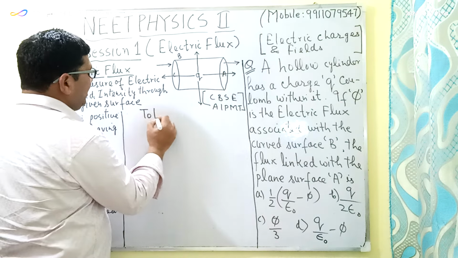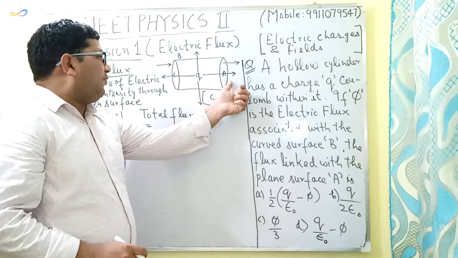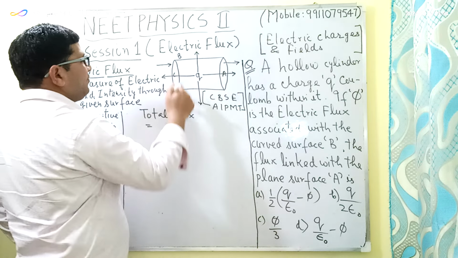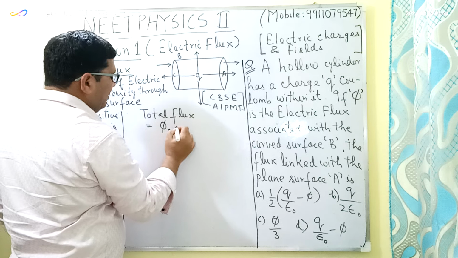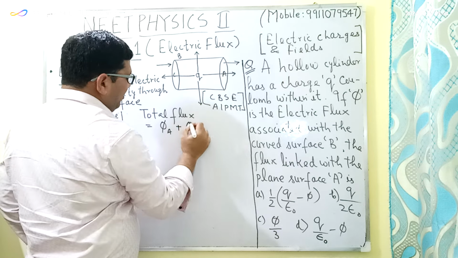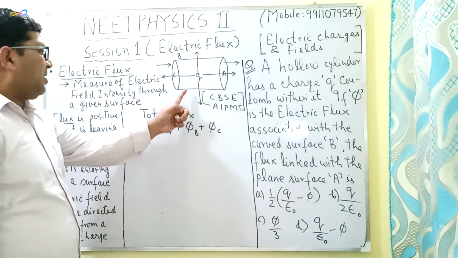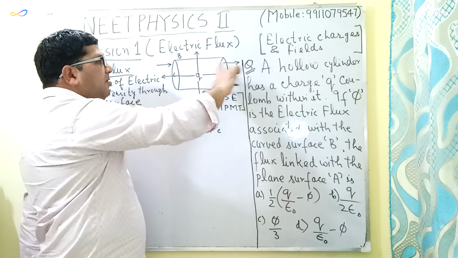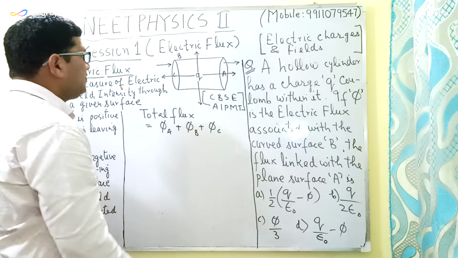So the total flux will be equal to the flux linked with this curved surface A, the flux linked with this curved surface B, and the flux linked with this curved surface C. Let us say the flux linked with curved surface A is phi A, with B is phi B, and with C is phi C. Since the electric flux is leaving the surface, or directed outward, all these three fluxes will be taken as positive.